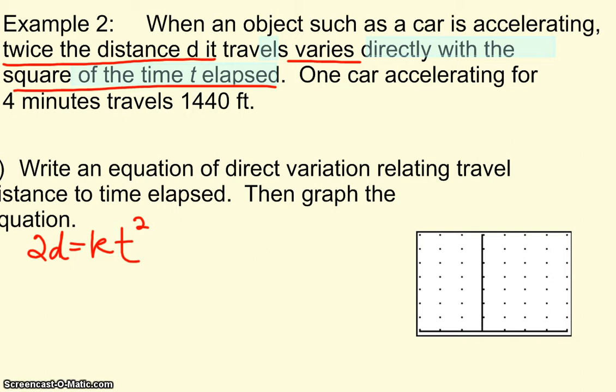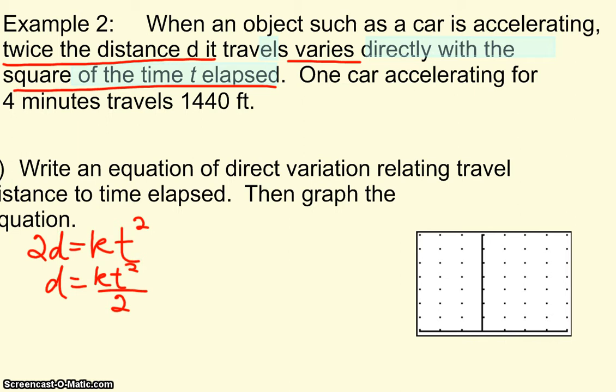Now if I solve this for d, I get d equals kt squared over 2, and it's asking me to graph it. I can't graph it because I have too many variables. So I need to use our specific example to find a value for k. I'm going to substitute in my known distance and my known time so I can get a value for k and then graph my equation.